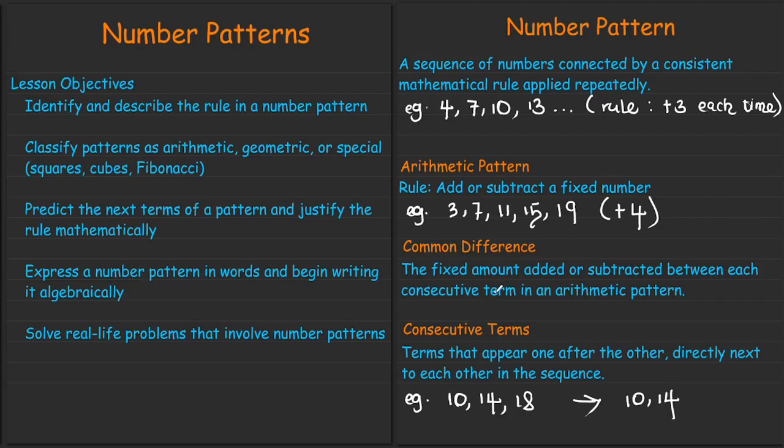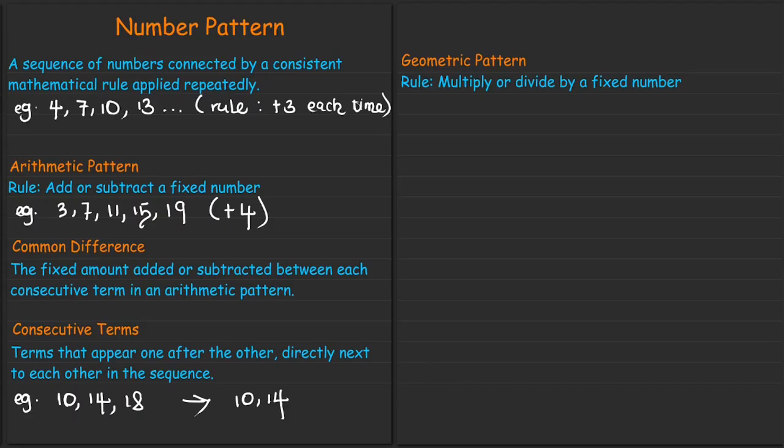So with arithmetic pattern understood, let's look at the next type of pattern we call the geometric pattern. Unlike the arithmetic pattern, the geometric has to do with what? Multiplication and then division. Multiplication and division. So anytime there's a pattern and we realize that they are multiplying or dividing to get the subsequent ones, then it's simply a geometric pattern.